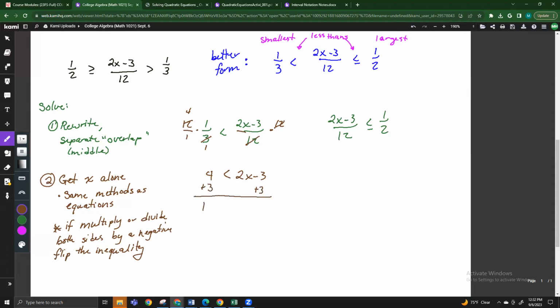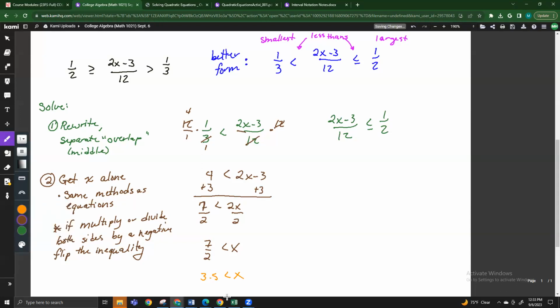And then I have 7 is less than 2x. Divide both sides by 2. And I have x, and then 7 over 2. 7/2 or 3.5, but really 7/2 works pretty good. They are going to have you graph your line. We're going to talk about that in a second. We could also write it like this: 3.5 is less than x.